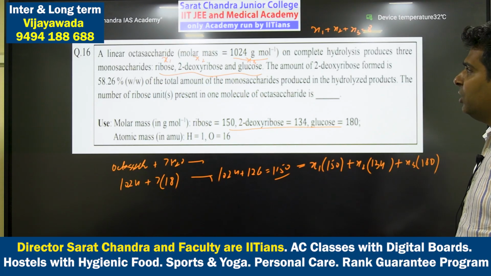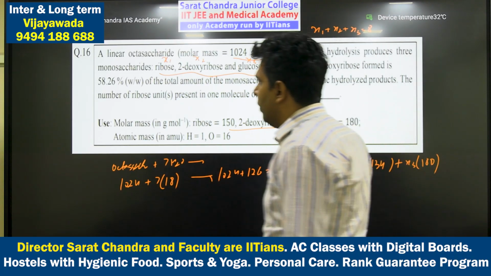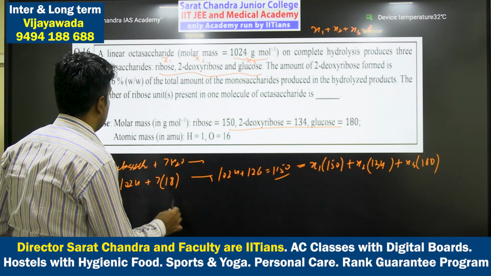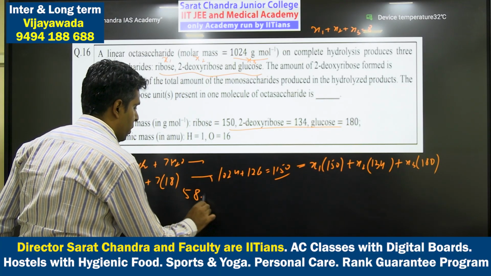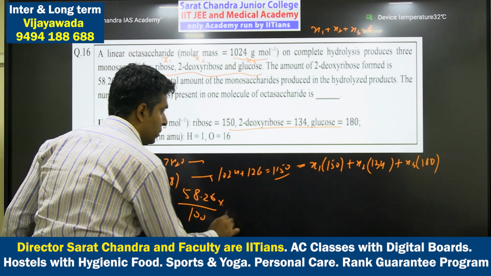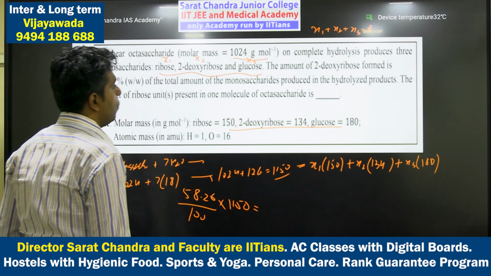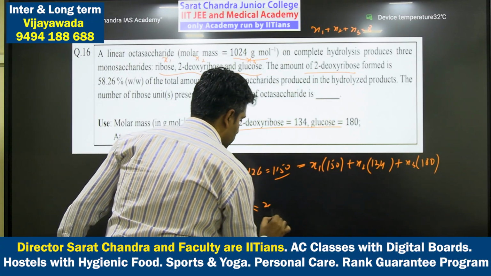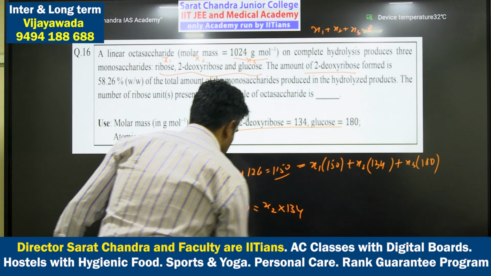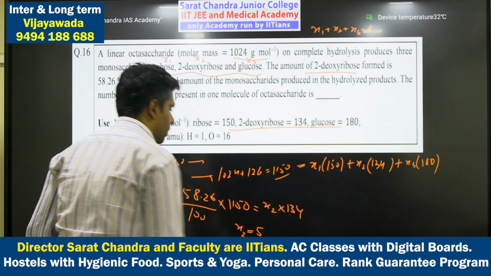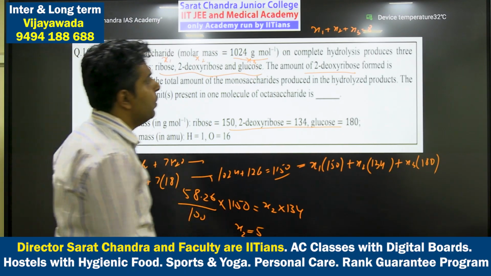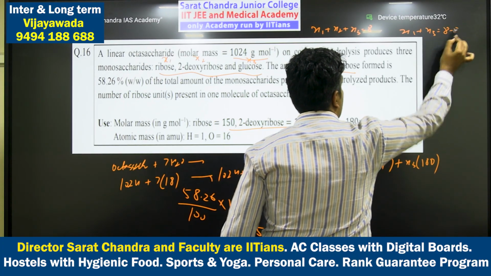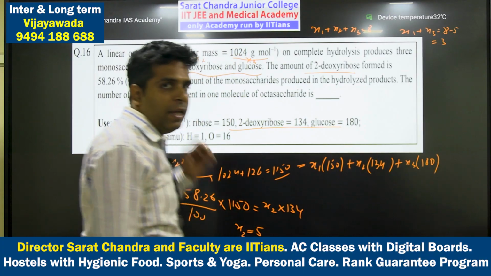Now the amount of deoxyribose is 58.26% weight by weight. The total weight of all the saccharides is 1150, out of which 58.26% of this weight is the amount of 2-deoxyribose, that is X2 into 134. From here you will get the value of X2, which comes out to be 5. Putting X2 as 5, X1 plus X3 is 8 minus 5, that is 3. So X1 plus X3 is 3.